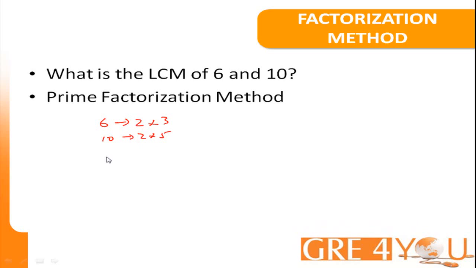And now all we have to do is multiply out the highest power of each individual number that occurs, which would be 2 to the power 1 times 3 to the power 1 times 5 to the power 1, which is equal to 2 3s are 6 and 6 5s are 30. So you notice right away that this is a much easier method.